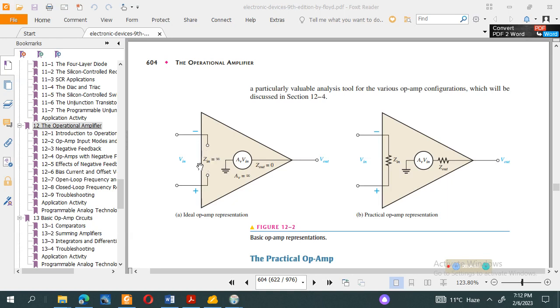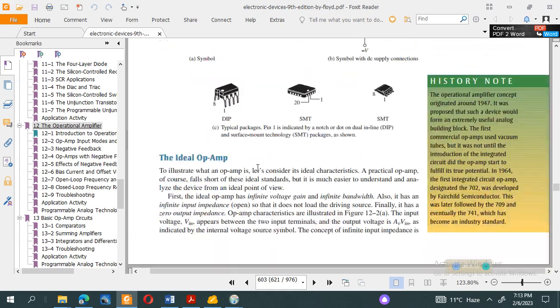The input resistance is represented by Z in, the input impedance. This is infinity. There is no current flow between the inverting and non-inverting terminals. If you give the input at the negative terminal, there will be no chance of it going to the positive terminal. And the second is output impedance, the resistance between the output terminal and the ground terminal. This is zero. So the output impedance should be zero for an ideal operational amplifier.